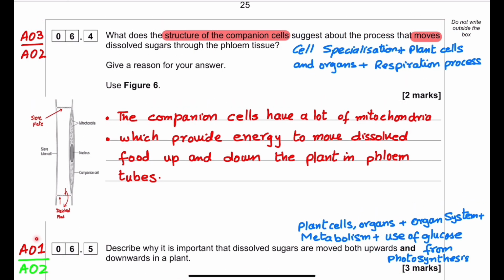6.5 is a combination of AO1 and AO2 question. Describe why it is important that dissolved sugars are moved both upwards and downwards in a plant. This question is from plant cells and organs, organ systems, metabolism, and use of glucose from photosynthesis.